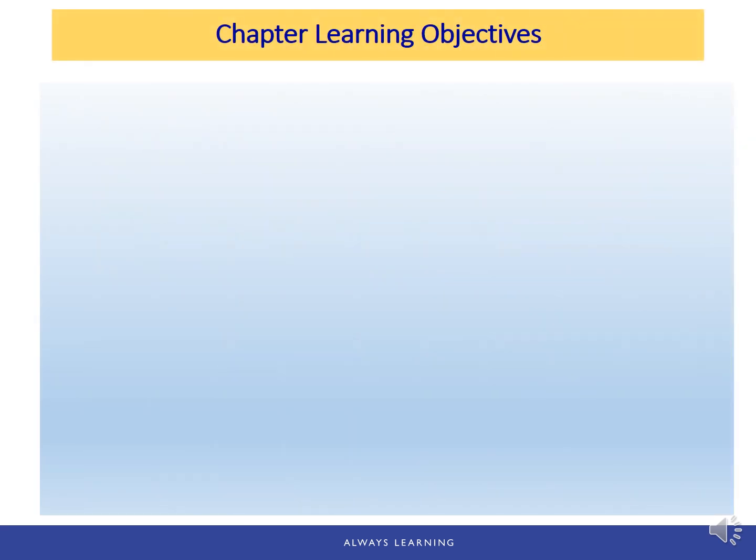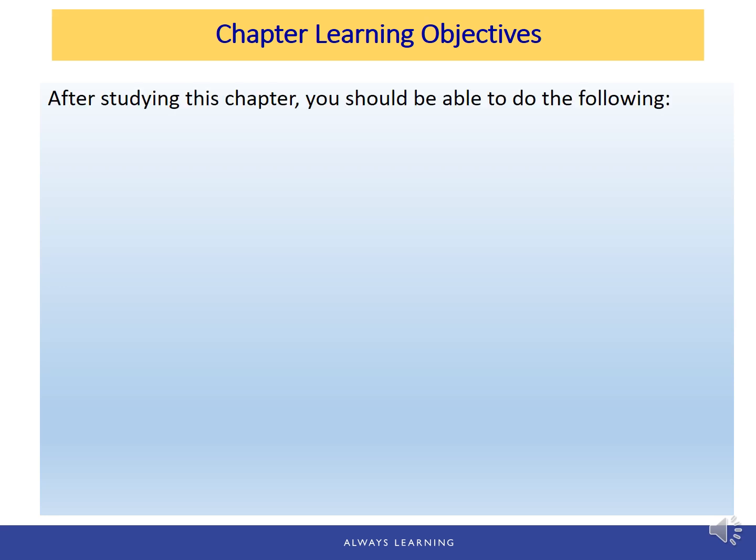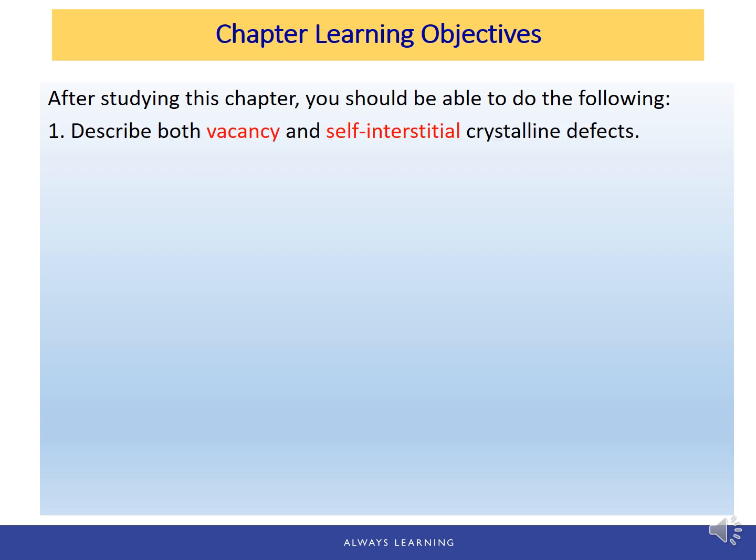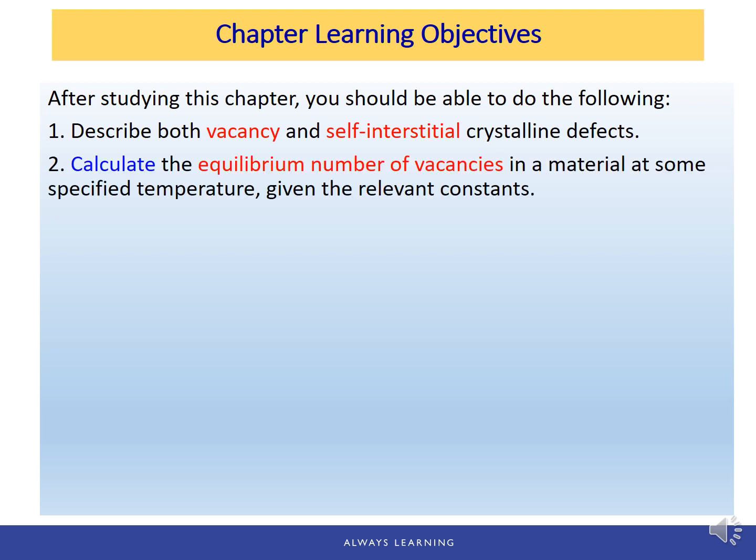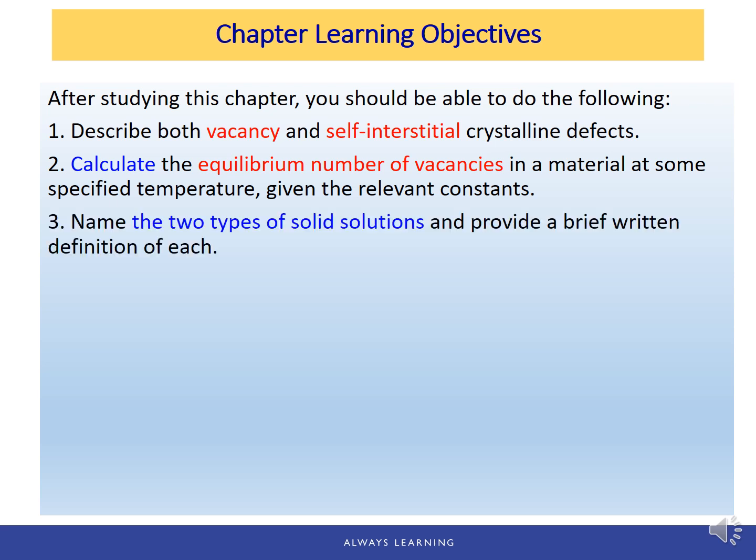In this chapter, we will learn imperfections or defects in solids. After studying this chapter, you should be able to do the following. First, describe both vacancy and self-interstitial crystalline defects. Calculate the equilibrium number of vacancies in the material at some specified temperature given the relevant constants.